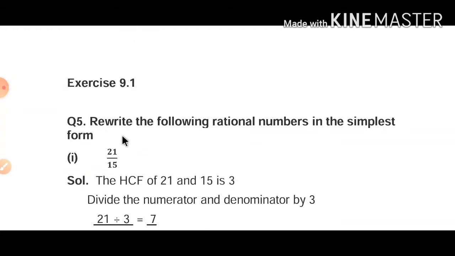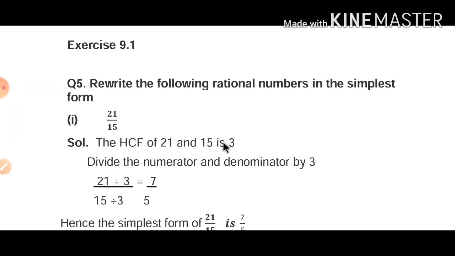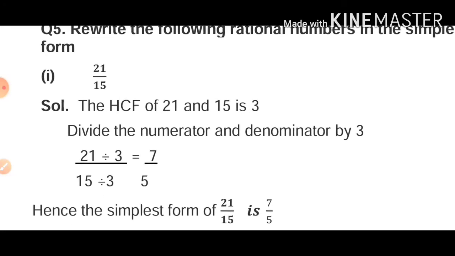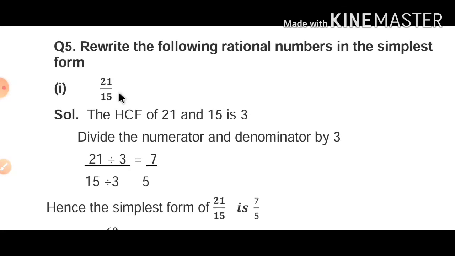Question number 5. Rewrite the following rational numbers in the simplest form. Here, simplest form means we have to change this number into lowest form so that the common factor should be 1 only. There are two methods: one is direct, and the second is by finding the HCF. So let us see the first one, how to find the simplest form using HCF.